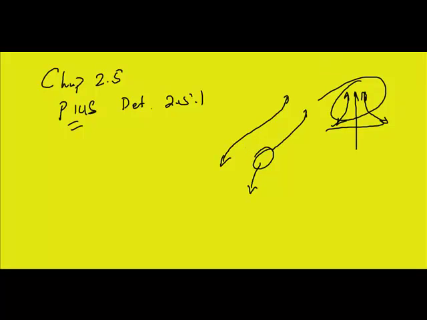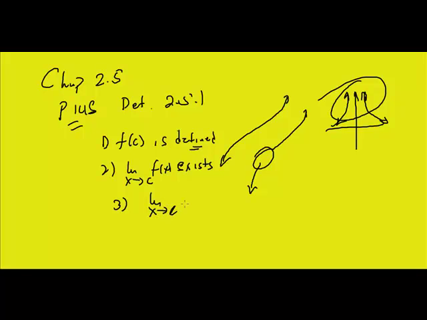We have to satisfy 3 conditions to check for continuity. In the definition it says: 1, f of c is defined, that means it exists. 2, the limit as x goes to c of f of x exists. And 3, that limit as x goes to c of f of x is the same thing as f of c. That's the definition. But what does that all mean?